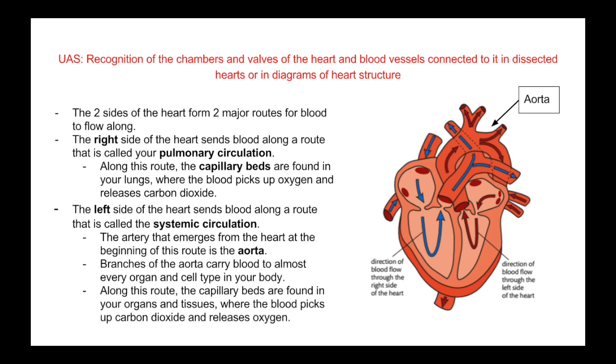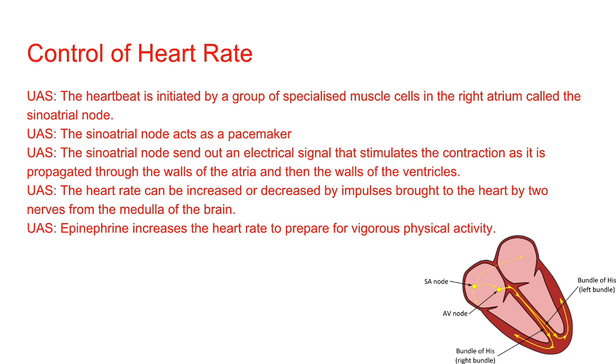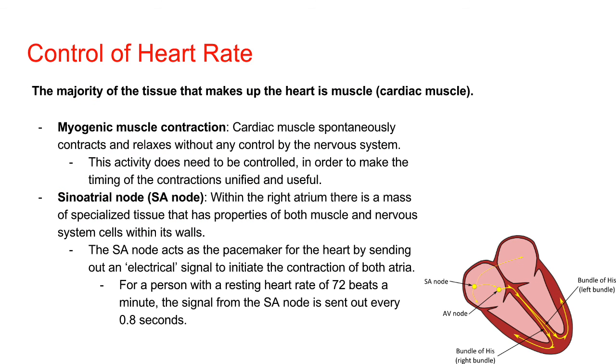Take a look at the diagram on the right for a better understanding. Here are some understandings that you should know of the control of heart rate. The majority of the tissue that makes up the heart is cardiac muscle. Cardiac muscle spontaneously contracts and relaxes without any control by the nervous system. This is called myogenic muscle contraction.